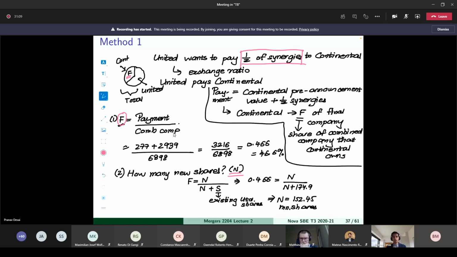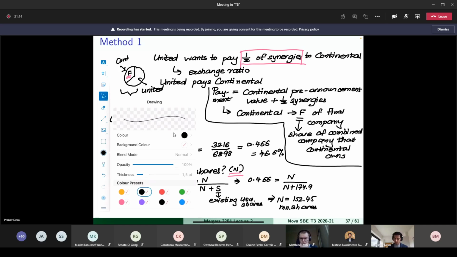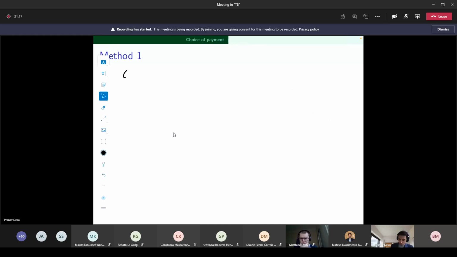That's the number of shares. Now that we have the number of shares, the next step is quite straightforward, which is just to identify the exchange ratio. So what should be the exchange ratio? The exchange ratio would be how many shares, of the existing pre-announcement shares of Continental, basically how many new shares should be issued per existing share of Continental.